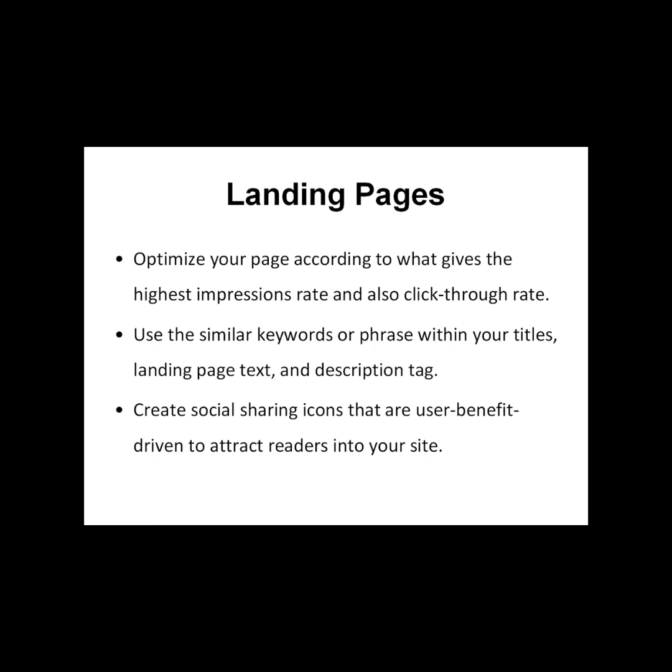Make sure you use similar keywords or phrases within your titles, landing page text, and description tag. Create social sharing icons that are user benefit driven to attract readers into your site. Some examples of the most click-through keywords analyzed using the Google Webmaster Tools are how to, you, best, why, tricks, and free. Use these words in your title and description tag to increase your CTR.